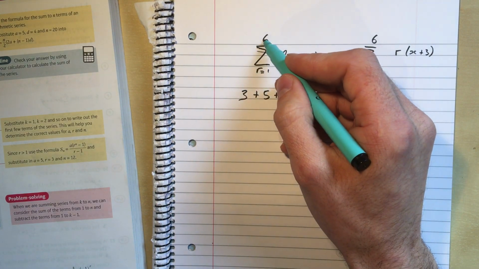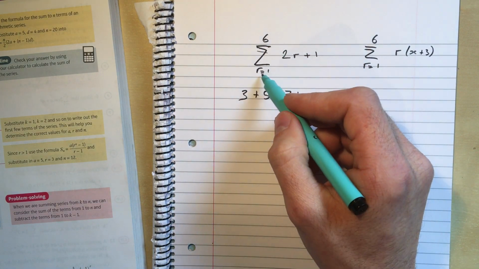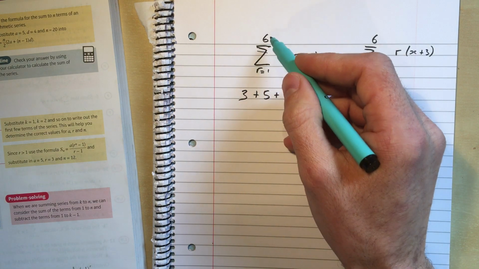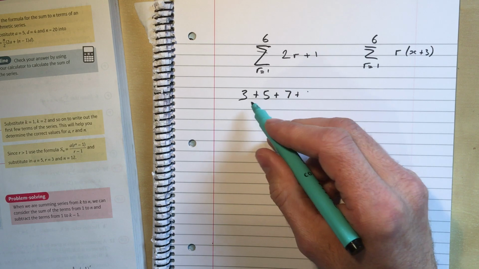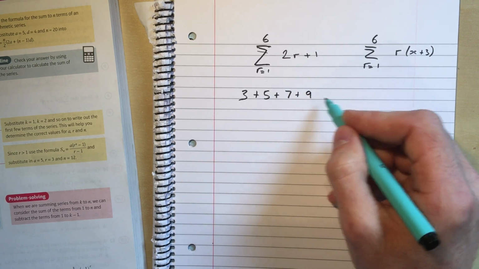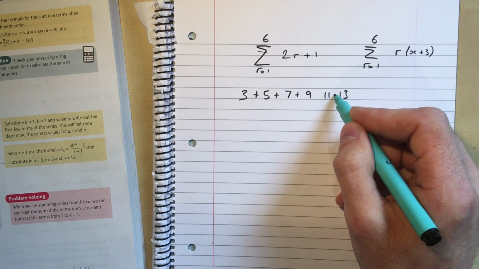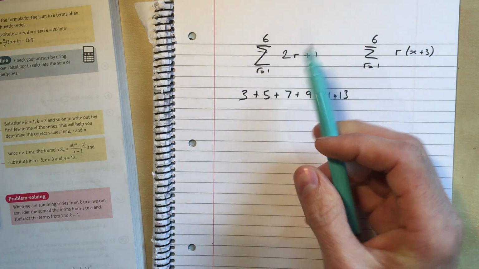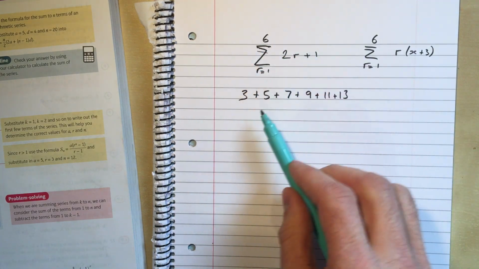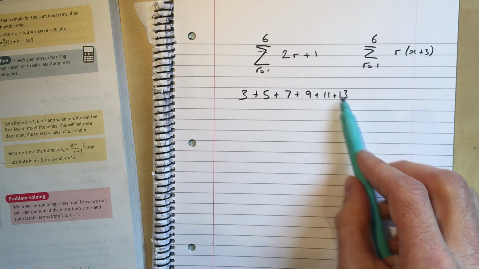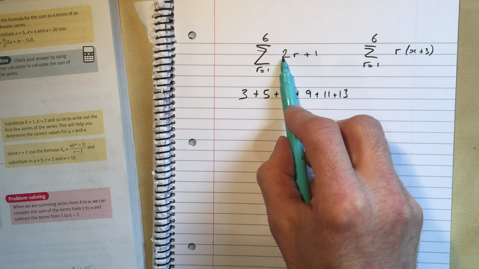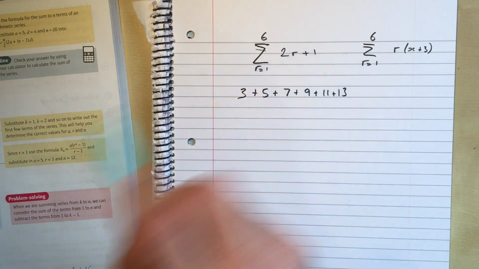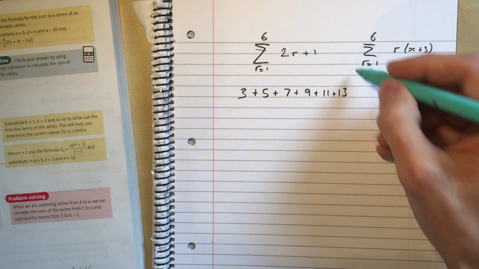Now, when do we stop? Well, the number on top tells us when to stop. So we start with r equals 1. We finish when we get to r equals 6. So 1, 2, 3, 4, 5, 6. So that there means add together those 6 numbers. The number that you get when r equals 1, when r equals 2, when r equals 3, 4, 5, and 6. Add them all up, then we get that.